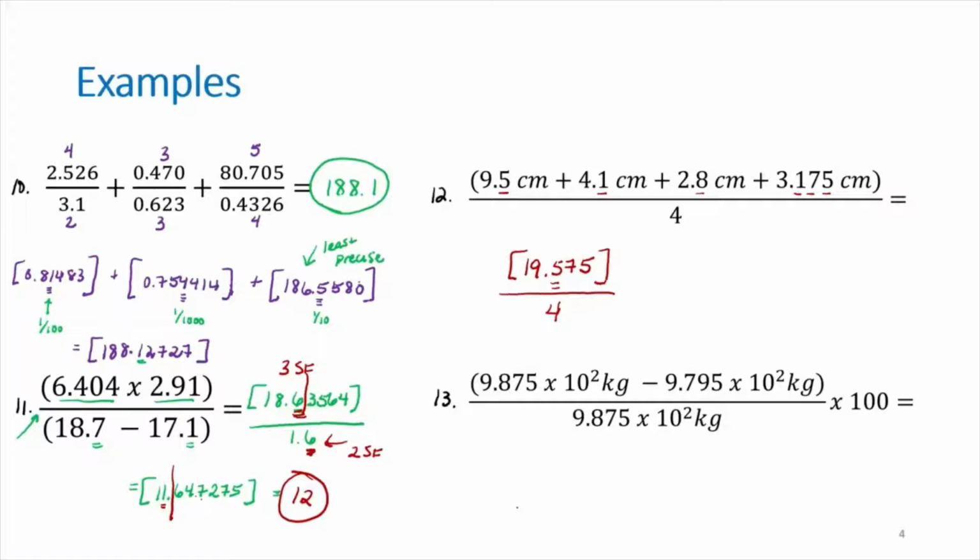If I take 19.575, divide that by 4, I get a calculated answer of 4.89375. And now I need to round this. This does not limit sig figs. This has 3 sig figs. I need to round my final answer to 4.89, which contains just 3 sig figs.